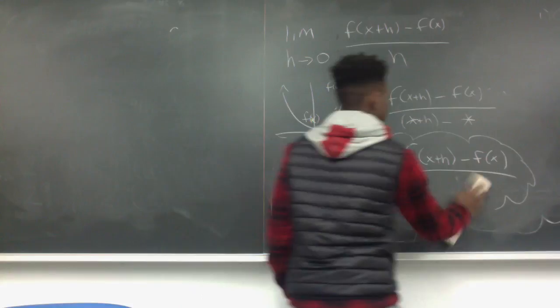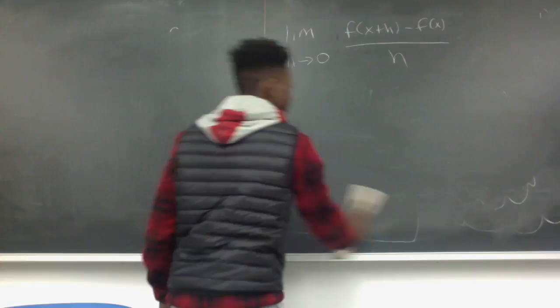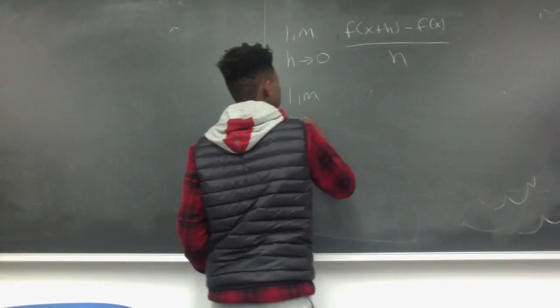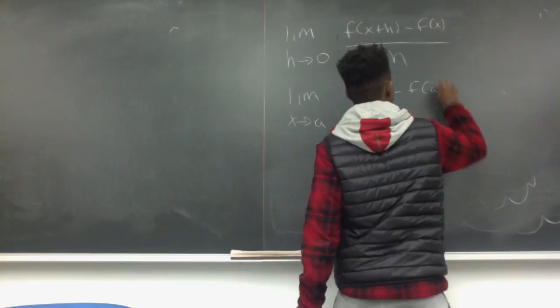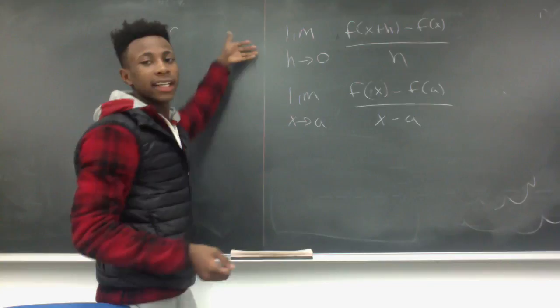Thus, you have your definitions of the derivative here, both laid out. The limit as x approaches a of f of x minus f of a over x minus a. These both say the same thing, and they just define what a derivative is. The slope at a specific point.